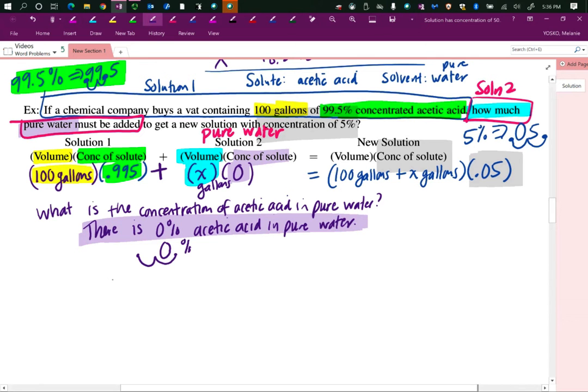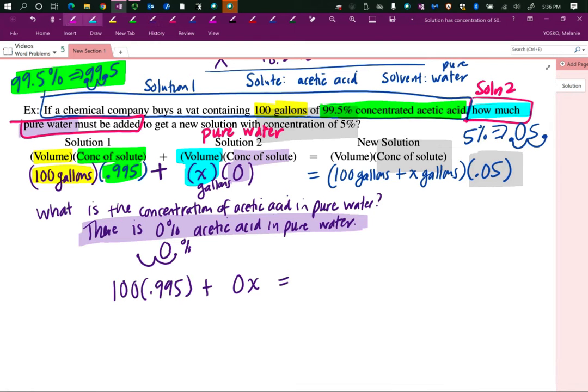So we're going to rewrite this without the units, because notice this is 100 gallons times 0.995. This gives you number of gallons of acetic acid. This is number of gallons of acetic acid. And this is number of gallons of acetic acid. So gallons of acetic acid plus gallons of acetic acid equals gallons of acetic acid. The units should all be okay. So now we're going to rewrite it, like I said, without the units. 100 times 0.995 plus 0x. You can leave it like x times 0, but I like to put the number first.